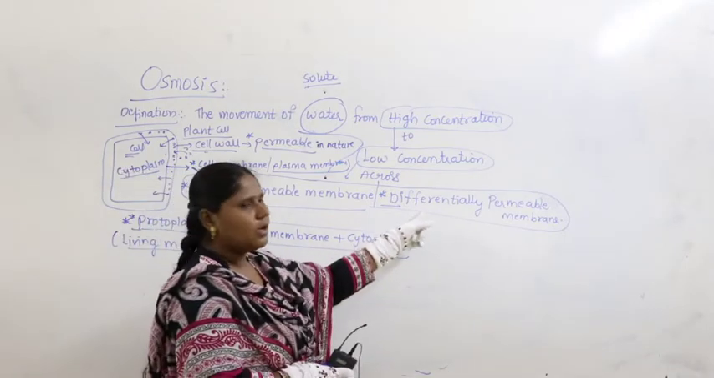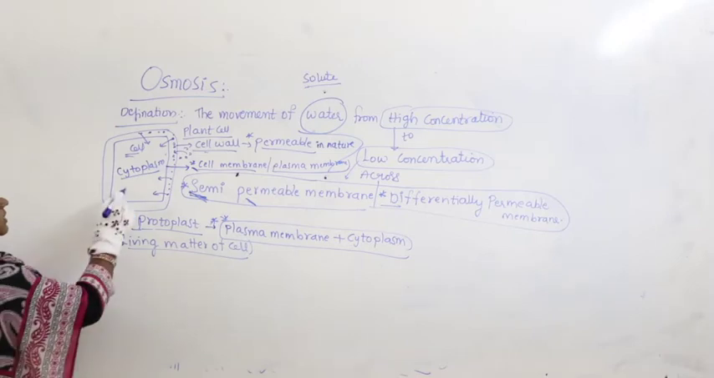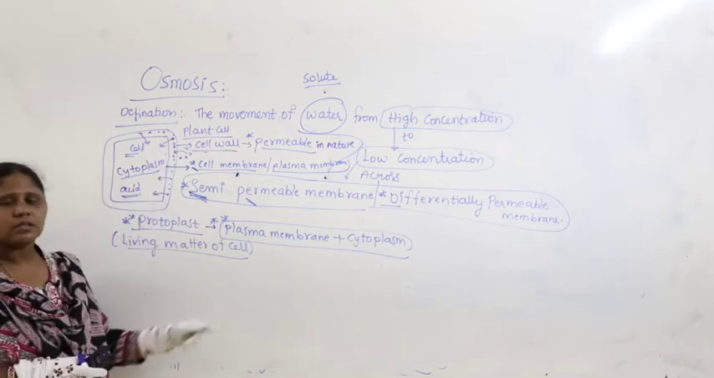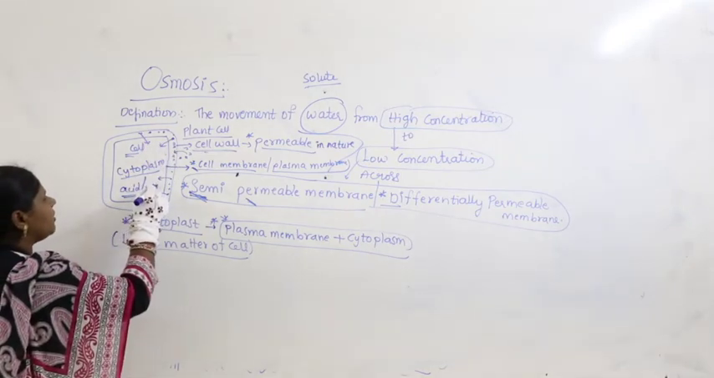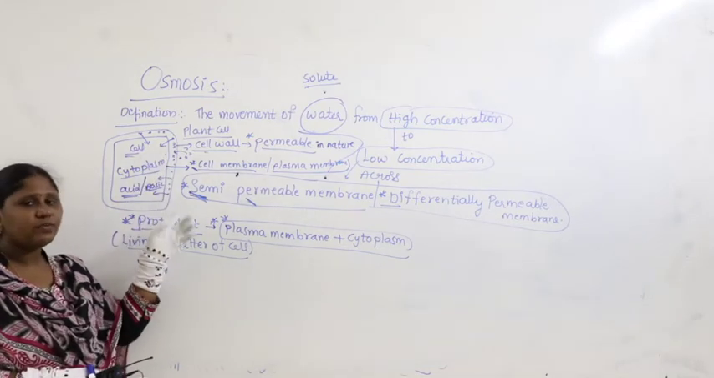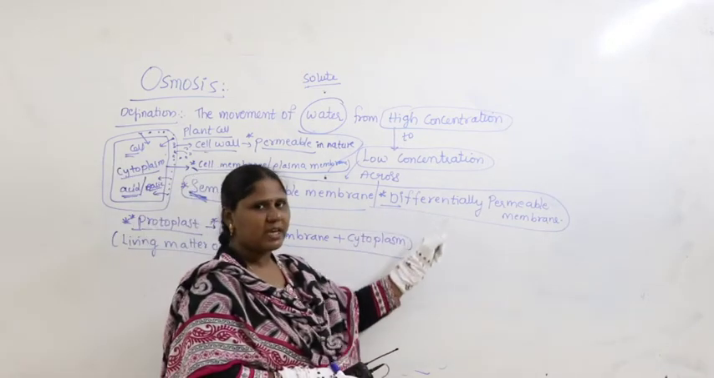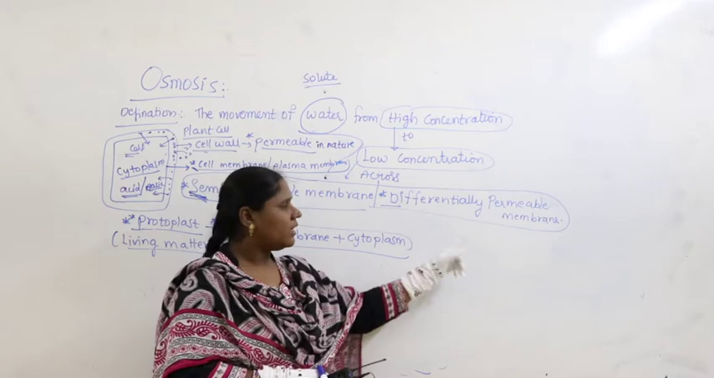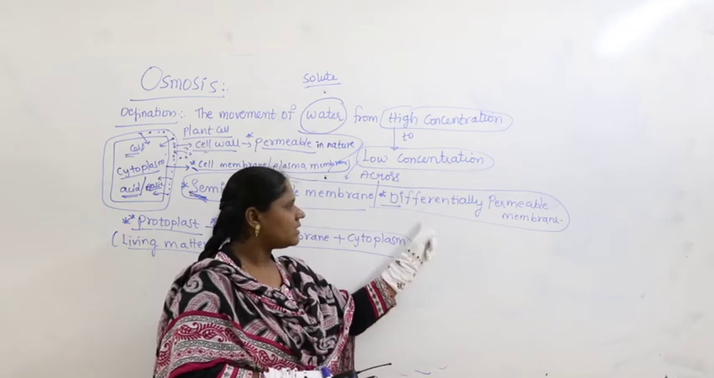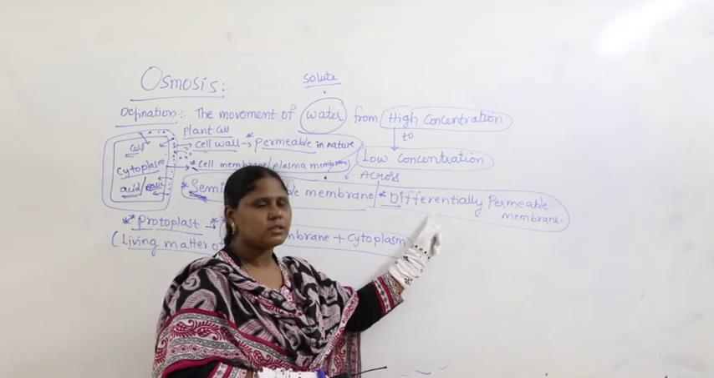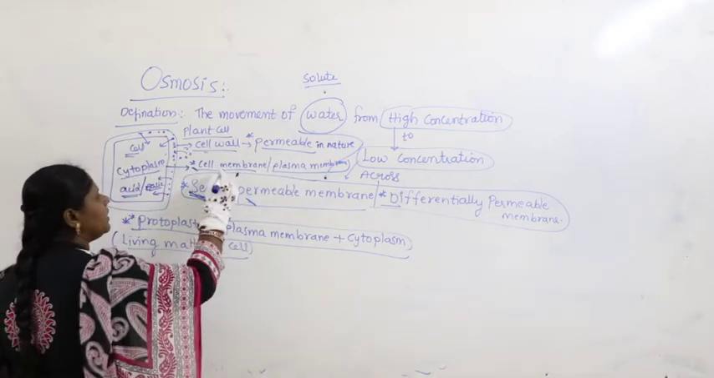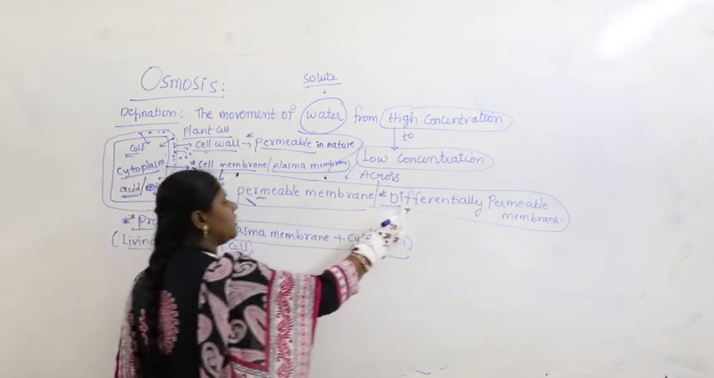Differentially permeable. Suppose inside the cell, if acids are more in concentration, it became acidic, then it allows only bases to pass. Suppose inside the cell you find bases are more in concentration, it became basic, then it will allow only acids to pass through. Differentially, it can differentiate who is an acid, who is coming. It finds out the difference between acid and base. So this is called the cell membrane property: semi-permeable or differentially permeable.